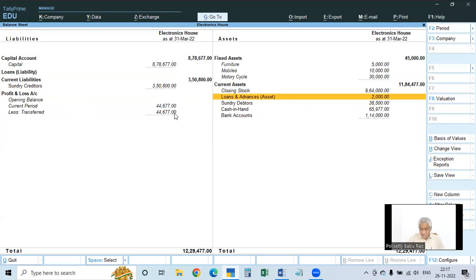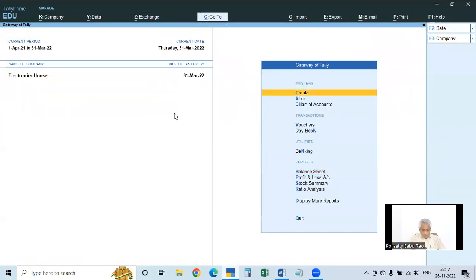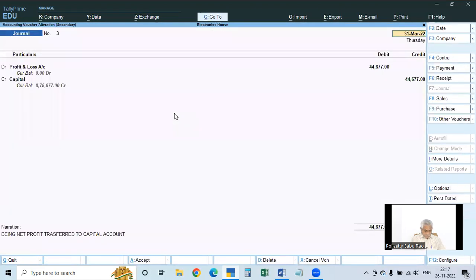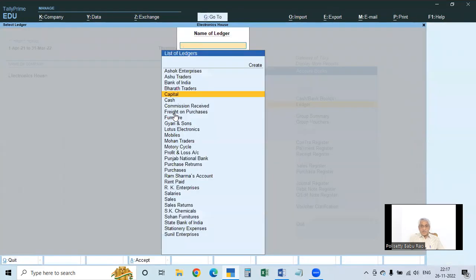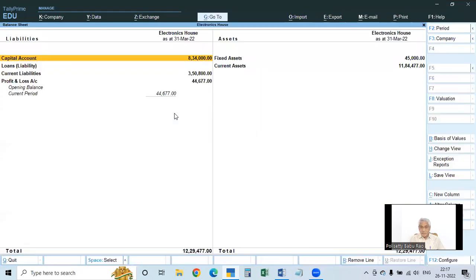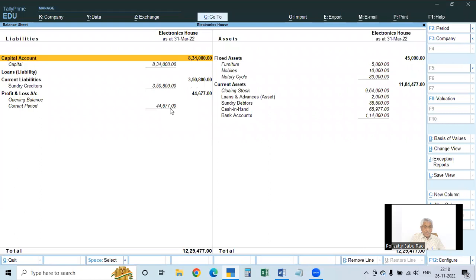And here you see. One minute. Now in the balance sheet, see here the details. The capital account is showing 8,34,000, and the opening balance of profit and loss account is showing this one. Here, every time, whenever you get the profit, it will be shown here.